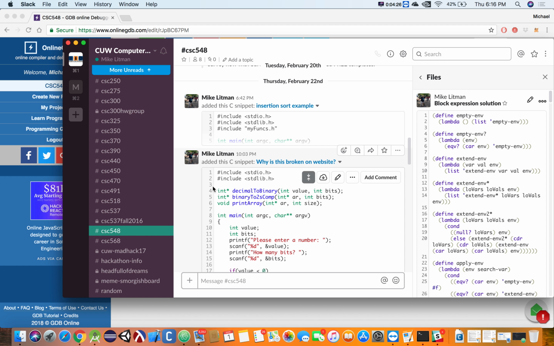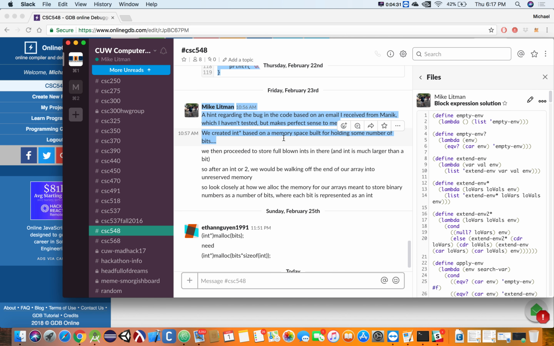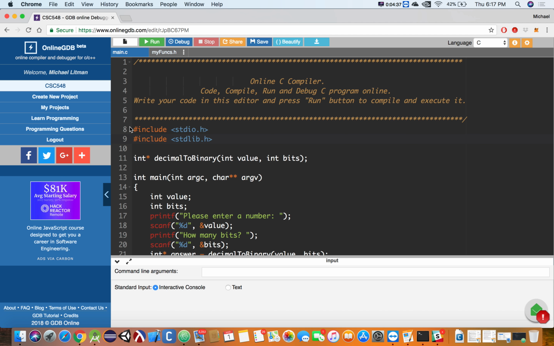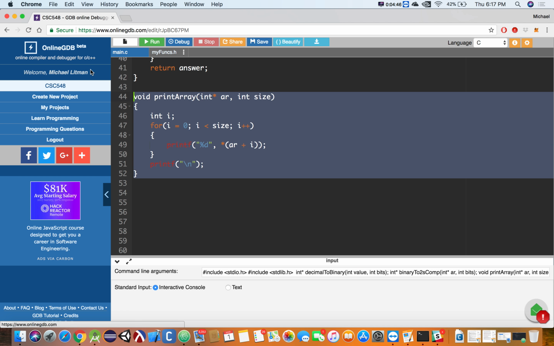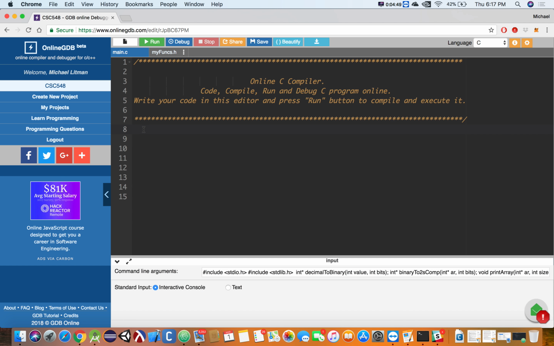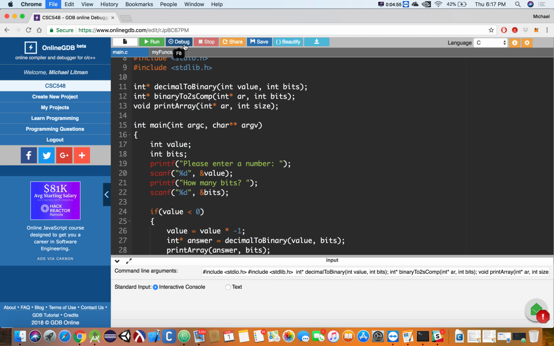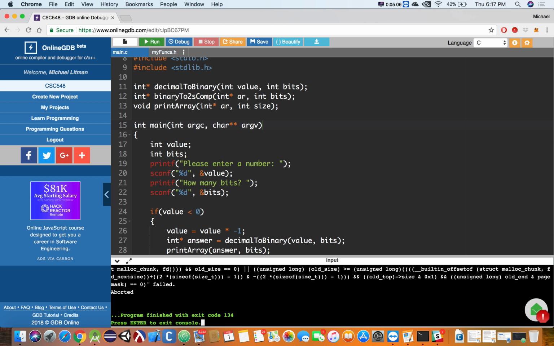All right, why is this broken? All right, so we'll just dump all this, replace it with that. Okay. So Control S to save on this one. Run -2, 16. Okay, there's our malloc issue.